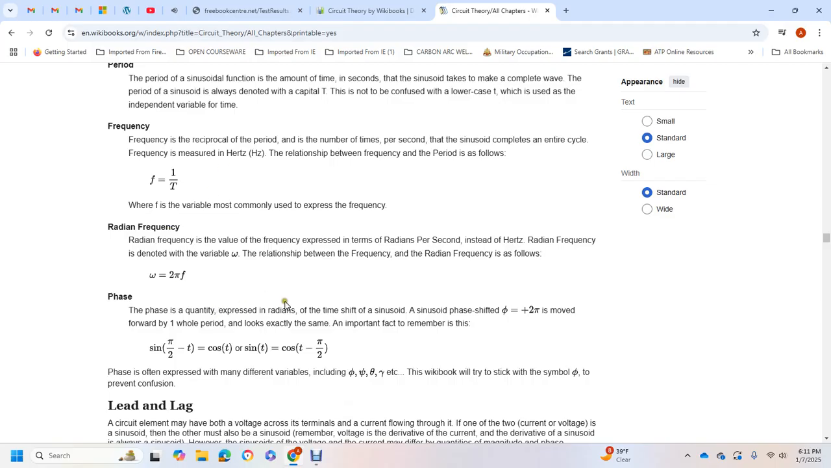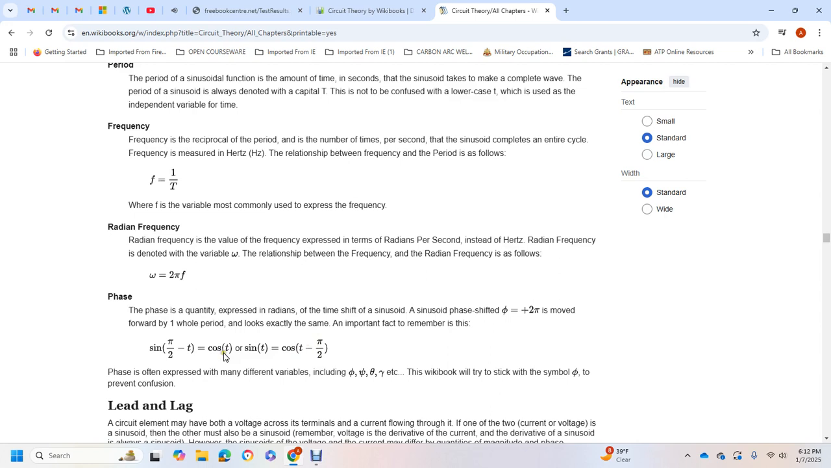Phase is a quantity expressed in radians over the time shift of the sinusoid. With the parameter t, shifting by plus 2 pi moves forward one period and looks exactly the same. Remember that sine of omega t plus pi over 2 is equal to cosine of omega t, or sine of omega t is equal to cosine of omega t minus pi over 2.